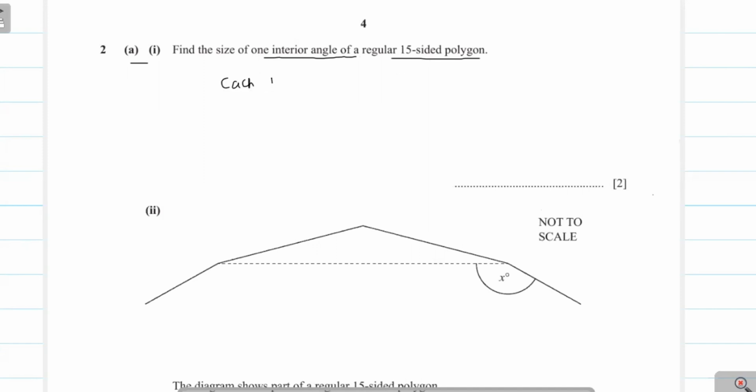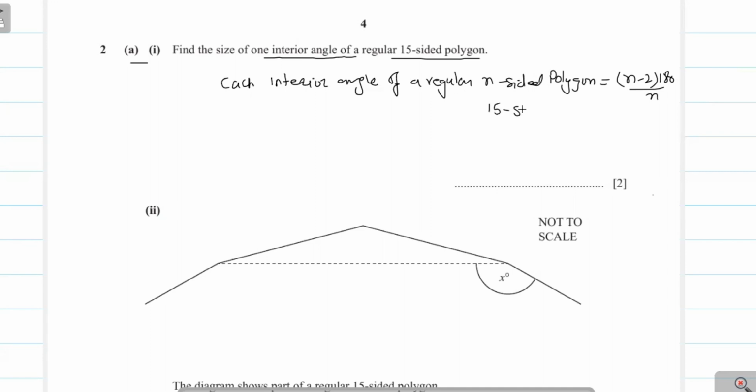Each interior angle of a regular n-sided polygon is equal to (n minus 2) times 180 divided by n. Now here is the 15-sided polygon. Therefore, n is 15. 15 minus 2, multiplied by 180, divided by 15. We write 13 over 15 multiplied by 180.